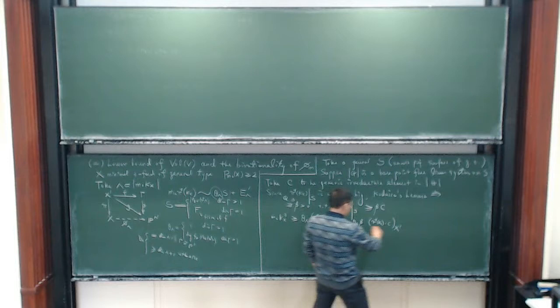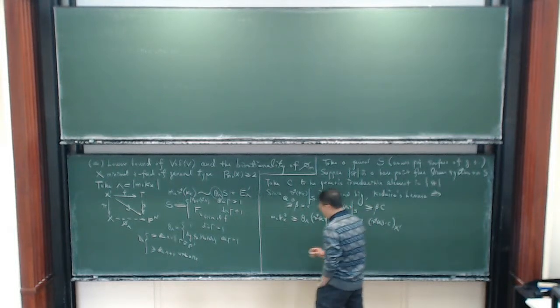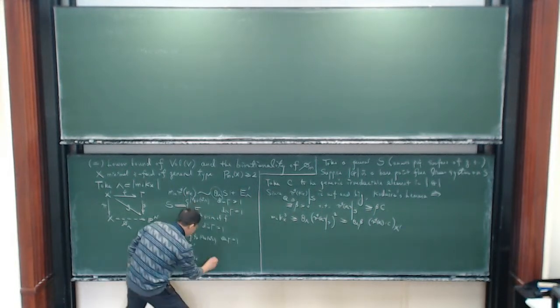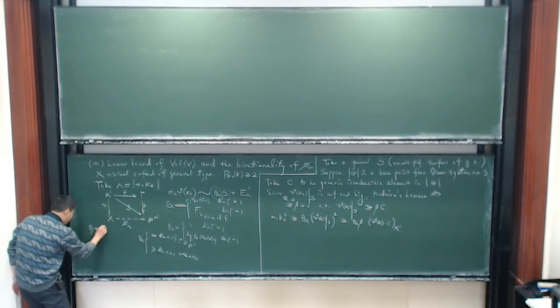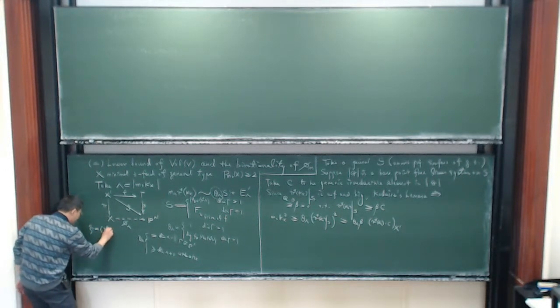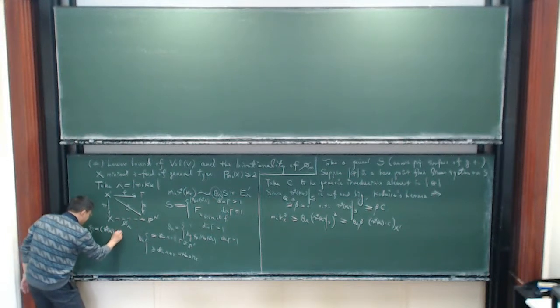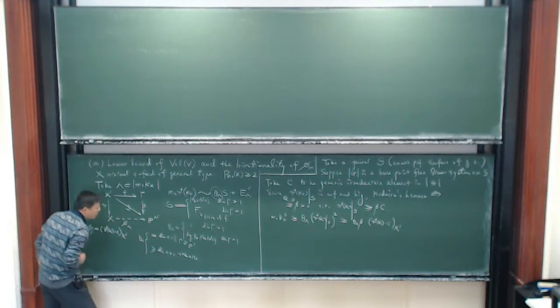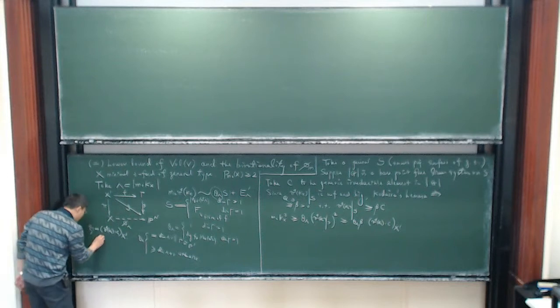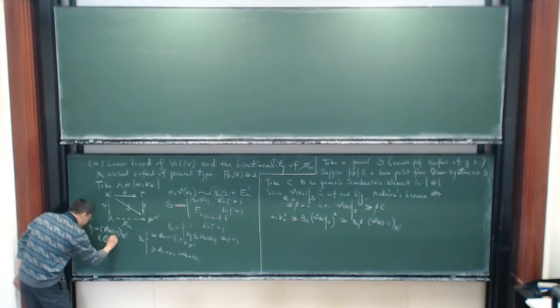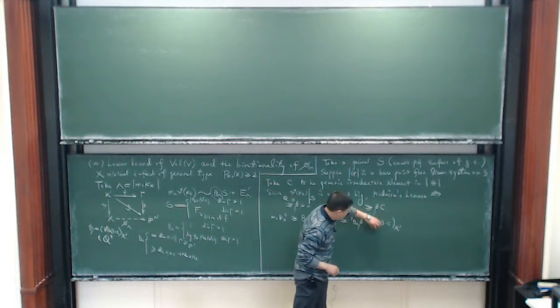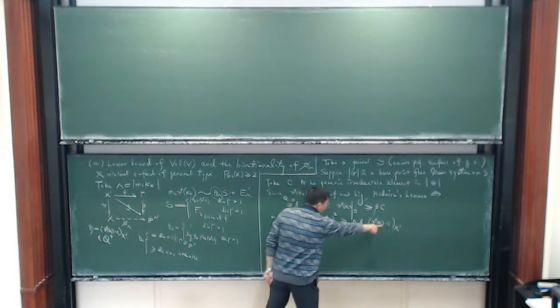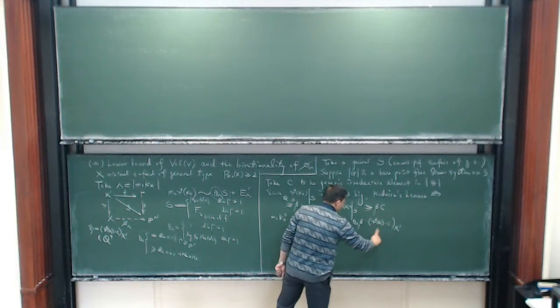So I always set this number ξ to be the intersection number π*K_X · C. Of course, this is a positive real number, because this is nef and big, and C is moving. So this is a positive real number.